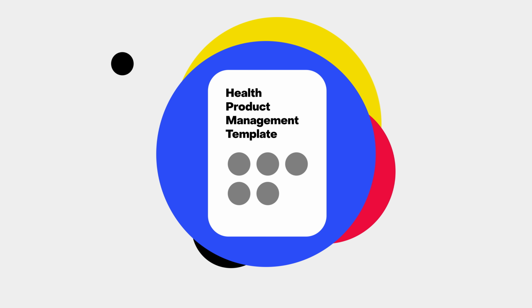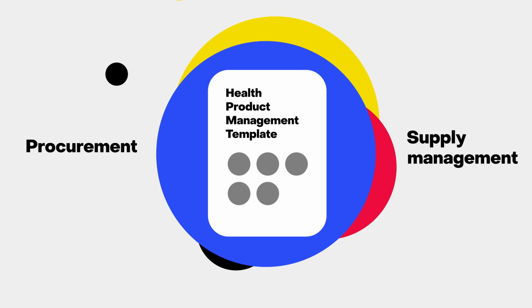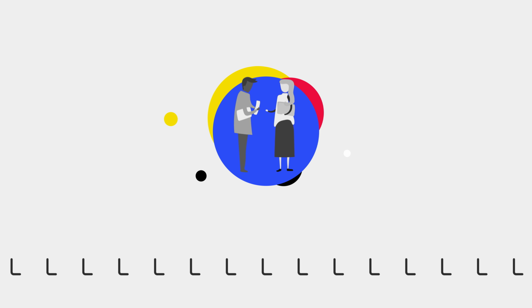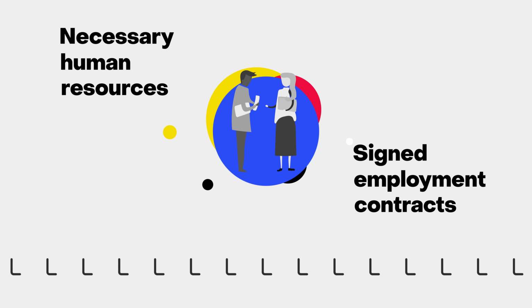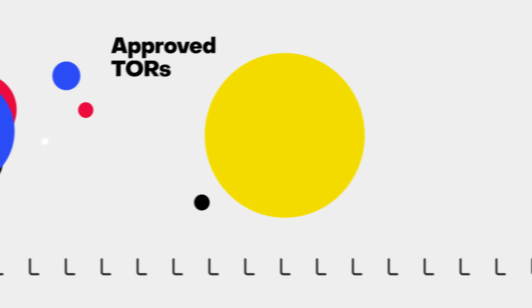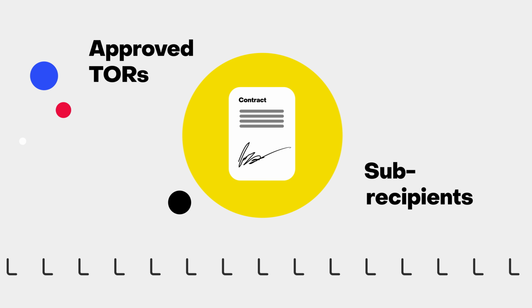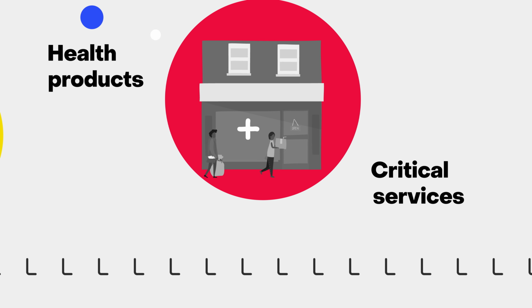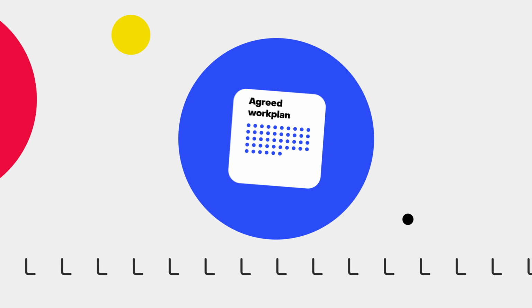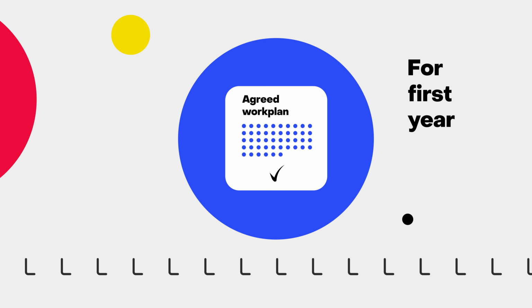The Health Product Management template captures information about the procurement and supply management of health products that will be funded by the grant. For implementation to start on day 1, PRs should have the necessary human resources in place. This includes signed employment contracts, approved terms of reference, and signed contracts with sub-recipients, contracts with the selected suppliers of health products and critical services, and an agreed work plan for the first year between the Global Fund and PR.